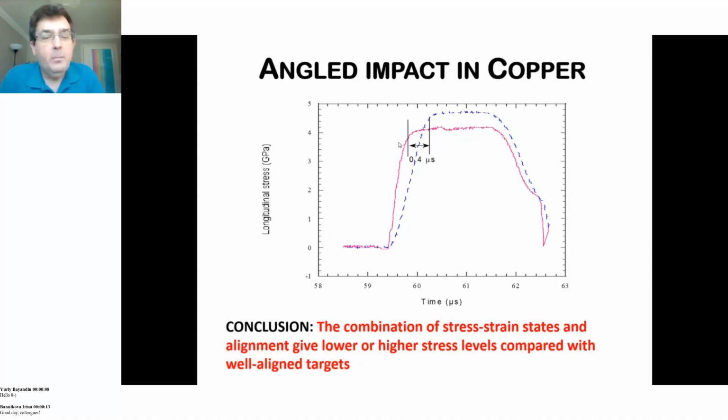So this combination of stress and strain states and alignment can give either lower or higher stress levels compared to well-aligned targets. So what we're saying here is, if there's misalignment, you cannot really trust the measurements you are getting. How can you measure misalignment? Time of arrival pins, high-speed photography. There's a number of ways of doing it, but alignment is important in plate impact.